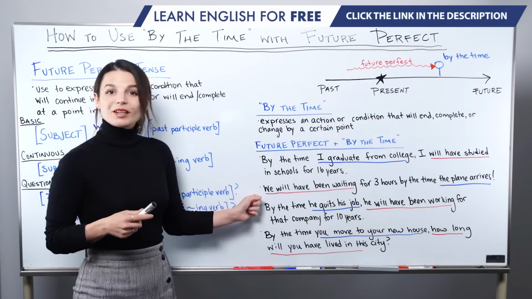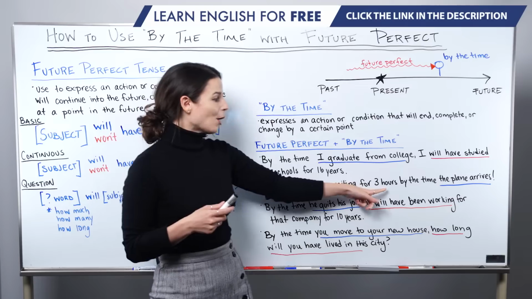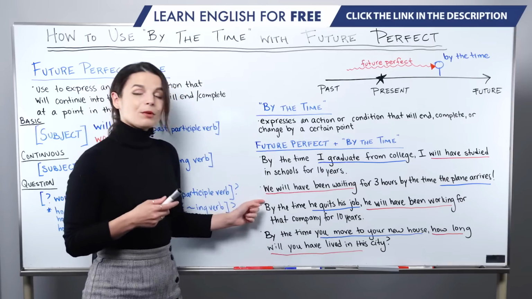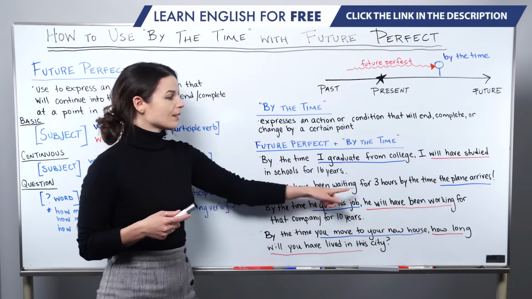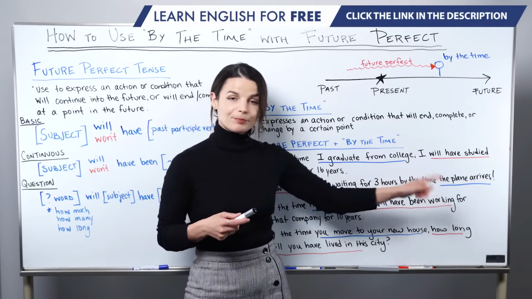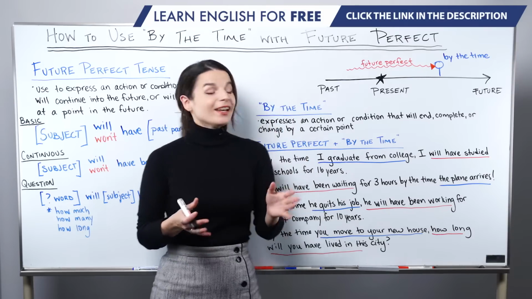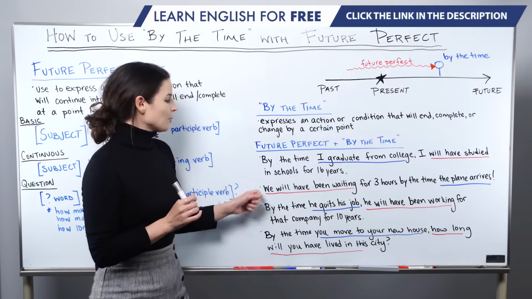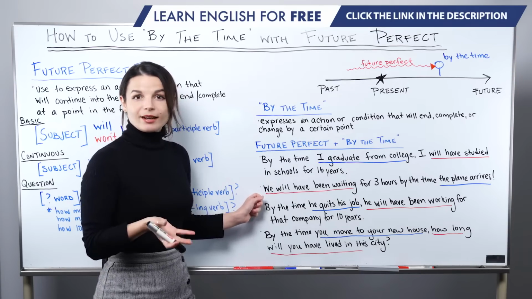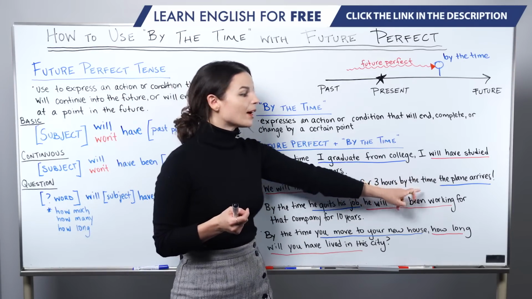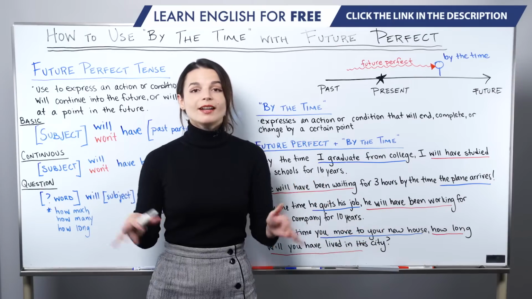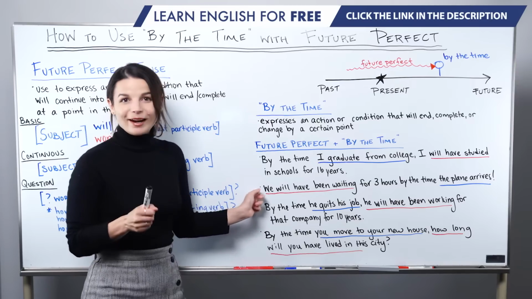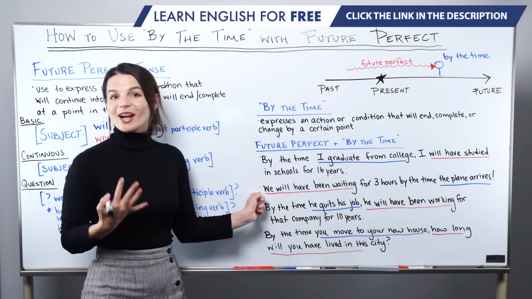Here. We will have been waiting for 3 hours by the time the plane arrives. Okay, so first you might notice that this sentence switches the order of the two ideas, right? We have the future perfect part at the beginning of the sentence and the by the time part at the end of the sentence. This is totally fine. It's up to you what you want to emphasize here. In this sentence, we have this waiting at the beginning of the sentence. It has a little more emphasis.